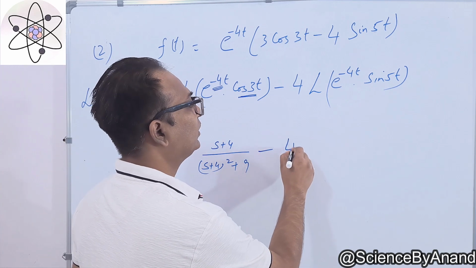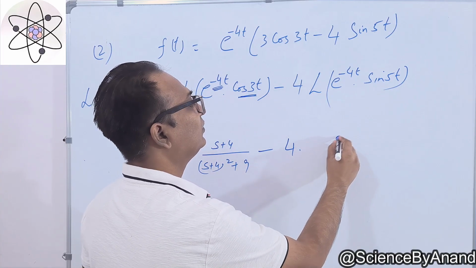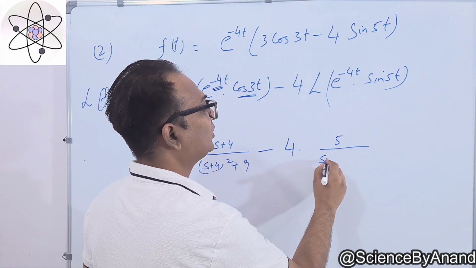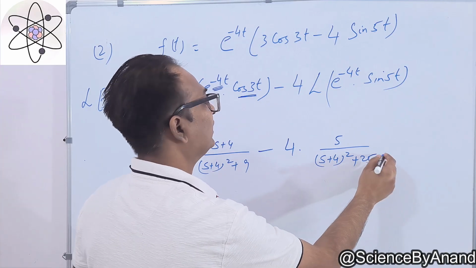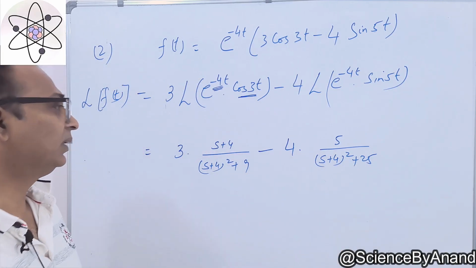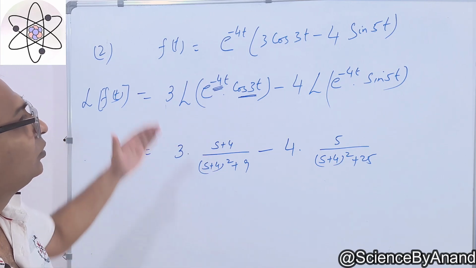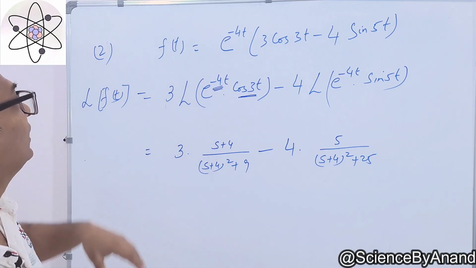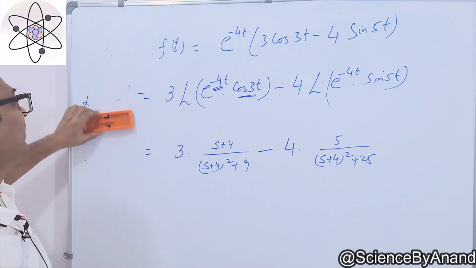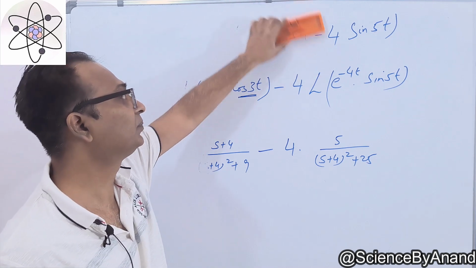Second part is 4 into sine 5t, we have 5 here, and then (s plus 4) square plus 25. Now you can multiply and resolve everything and you will get the value. So this is how we take the Laplace transformation of a function where we need to apply both the properties of Laplace transform.